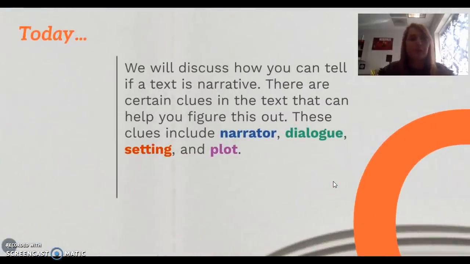All right, so what does that mean for today? Today we're going to discuss how you can tell if a text is a narrative, and specifically we're going to look at certain clues in the text that can help you figure this out, and those include narrator, dialogue, setting, and plot. You should be at least semi-familiar with these, but we're going to dive a little bit deeper into them today and really dig into each one individually and how they contribute overall to the narrative.